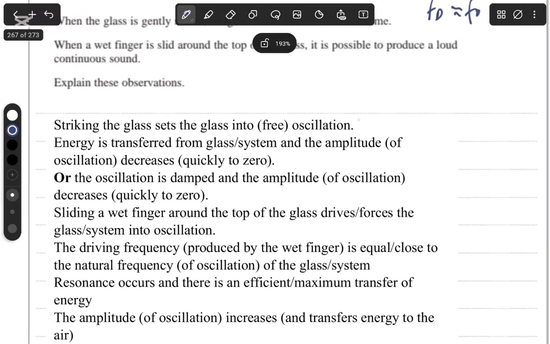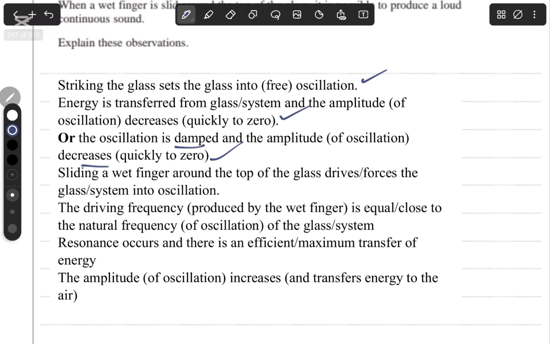So striking the glass sets it into an oscillation. The energy is transferred from the glass and the amplitude decreases. The oscillation is damped, the amplitude decreases. That's totally fine as well. Then sliding a wet finger on the top of the glass drives or forces the system into oscillation again.